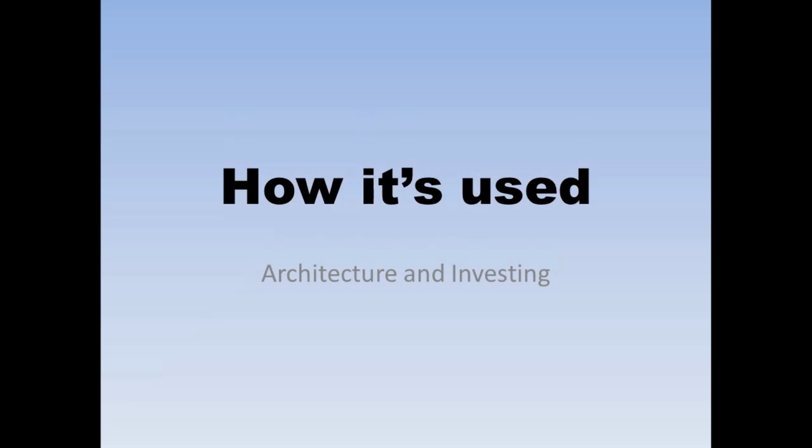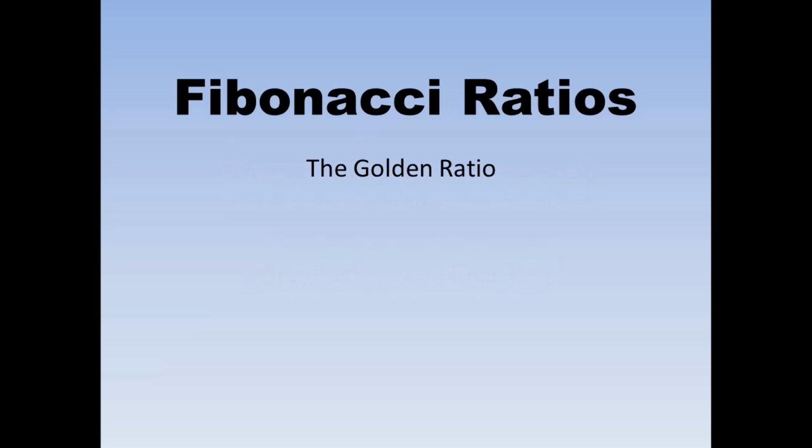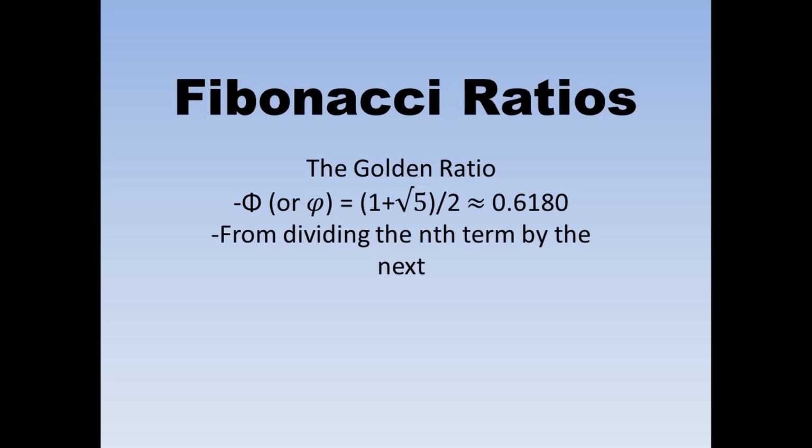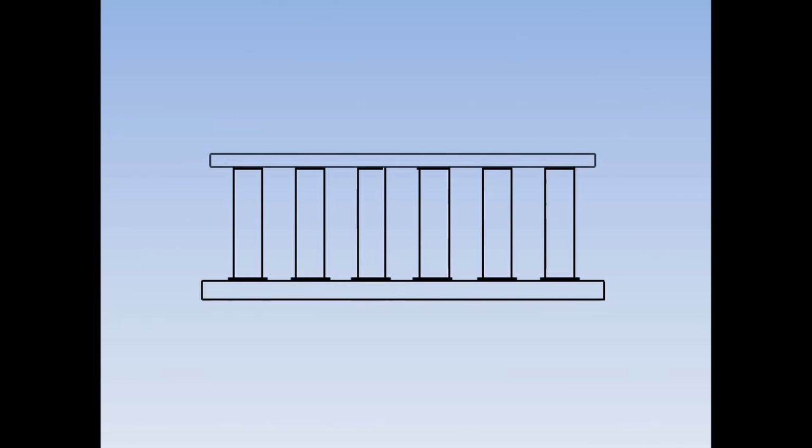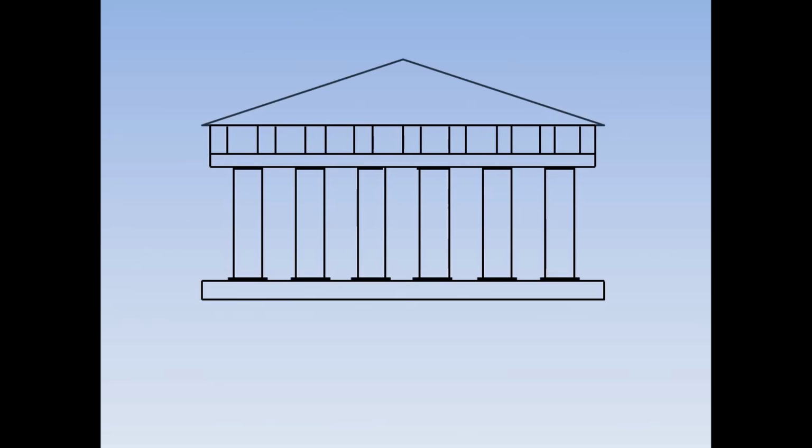Many of the uses of this are a direct result of some specific ratios which can be derived from the sequence. The most well-known of these is the golden ratio, which can be found by taking the nth term and dividing it by the next. This ratio is approximately equal to 0.618. The golden ratio is often found in architecture due to its inherent beauty, and most notably in the Greek Parthenon.